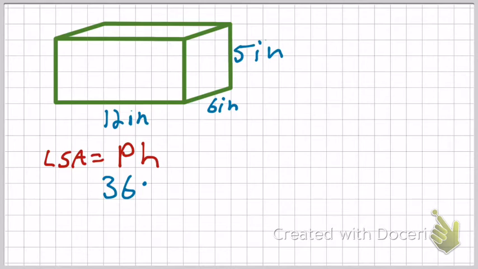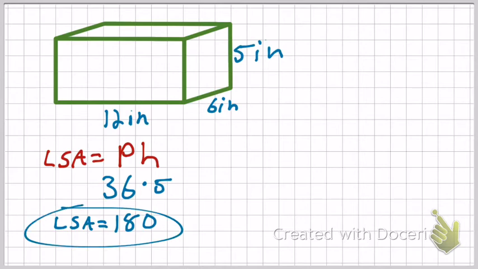What's the height of this prism? 5 inches. 5. Okay. 36 times 5 is 180. That's our lateral surface area. So it's kind of like Coach, it stinks in here. Sorry. All right. So that's our lateral surface area. It does not include the bases.